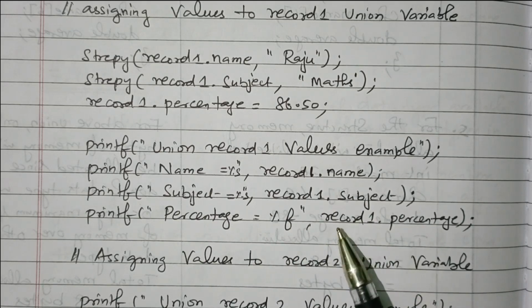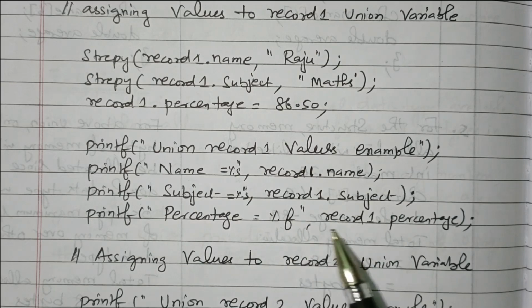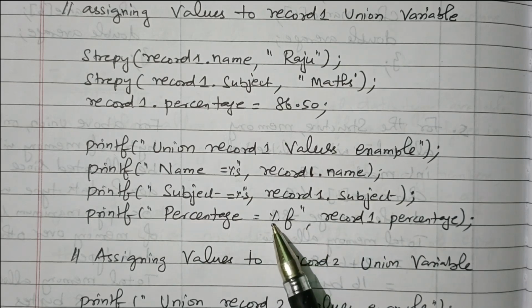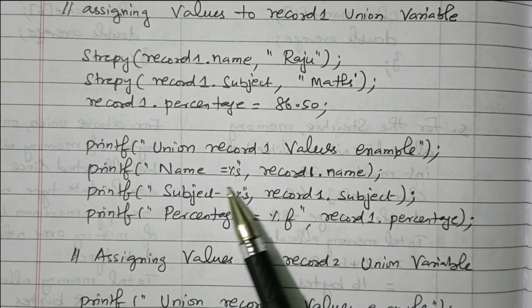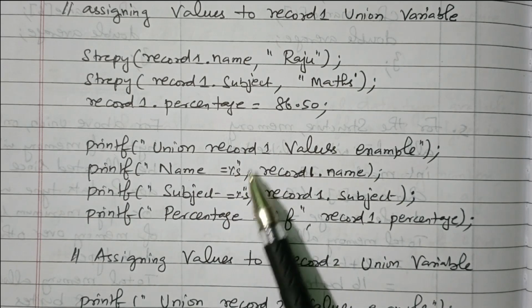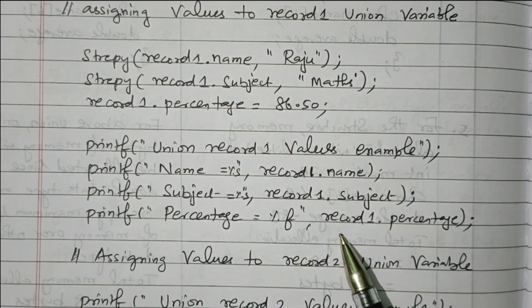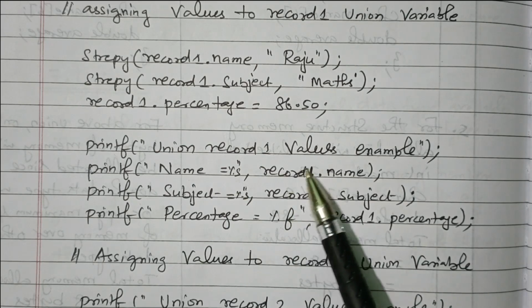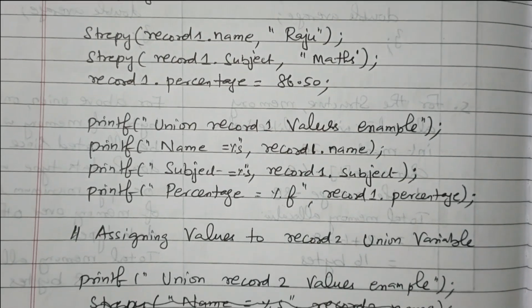So what will happen while printing this? Here nothing will print for the first two because only the percentage is available. 86.5 only is printed. These two data are overwritten, so these two data are not available. It will not print these two data. Only the percentage will be printed. We'll see the output of the example and see what will happen, right? So these two are not printed. Only the final percentage will be printed.